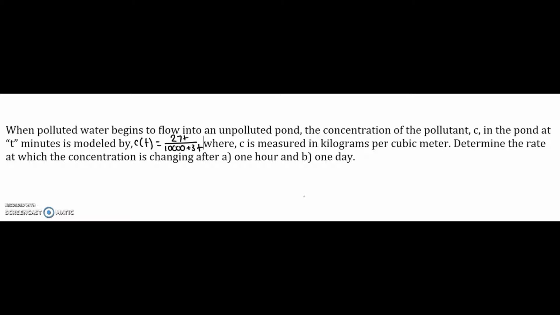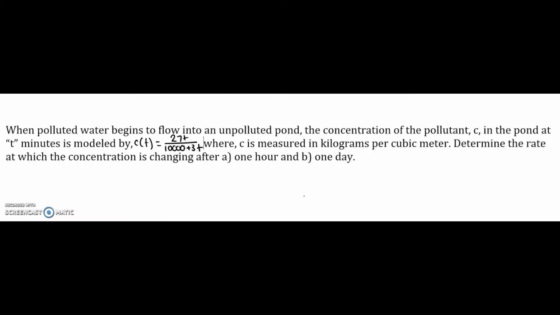It states, when polluted water begins to flow in an unpolluted pond, the concentration of the pollutant C in the pond at t minutes is modeled by C(t) equals 27t over 10,000 plus 3t, where C is measured in kilograms per cubic meter. Determine the rate at which the concentration is changing after A, 1 hour, and B, 1 day.